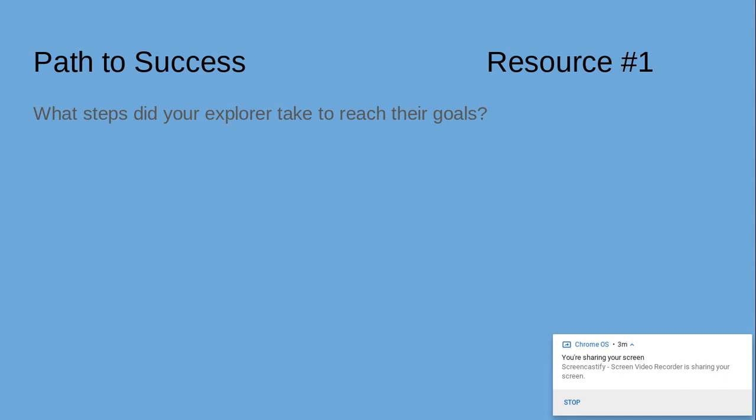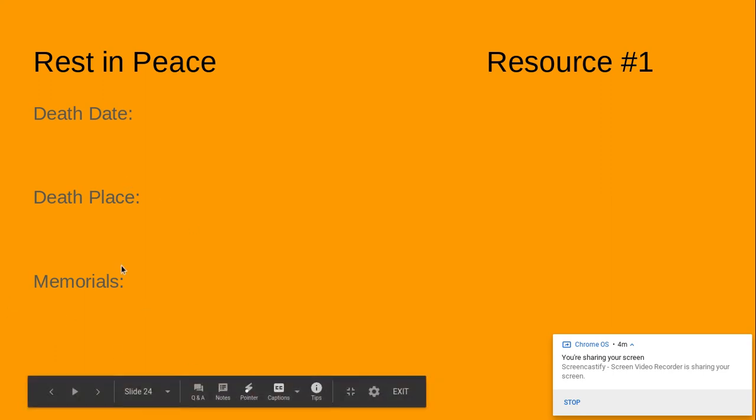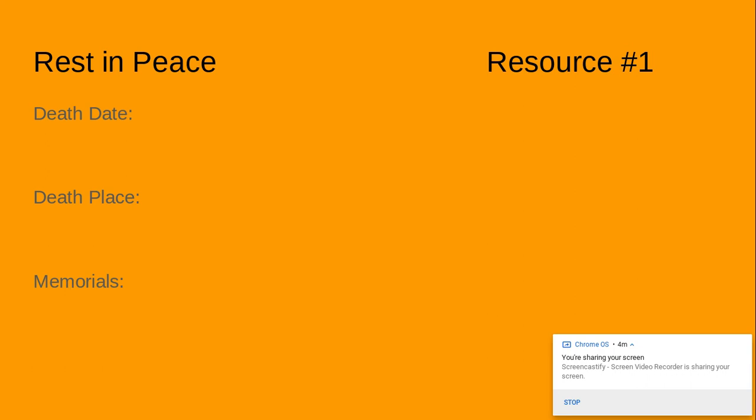Okay, there is path to success. What steps did your explorer take to reach their goal? 3 note cards for that one. And rest in peace is only going to apply to you if your explorer has died. If they are still living, you may be able to fill in some monuments that are around to honor that person, but you are not going to have a death date or death place. And again, there are 3 note cards for that one.